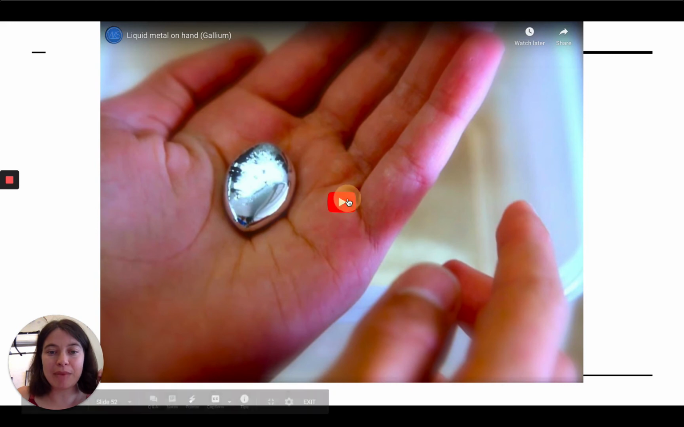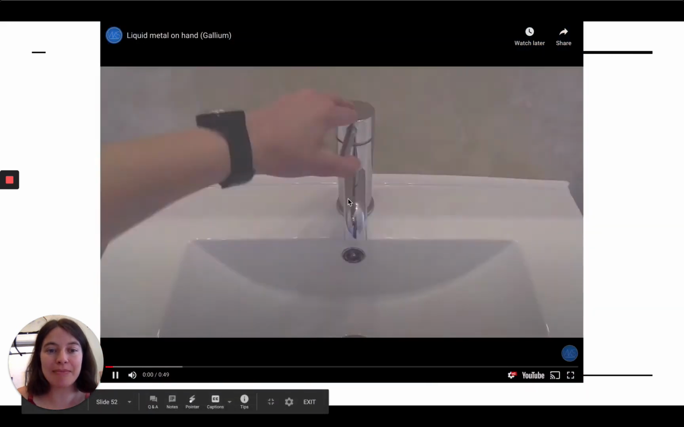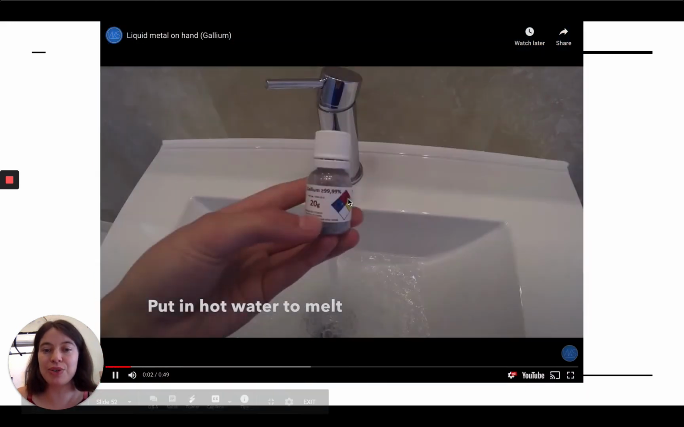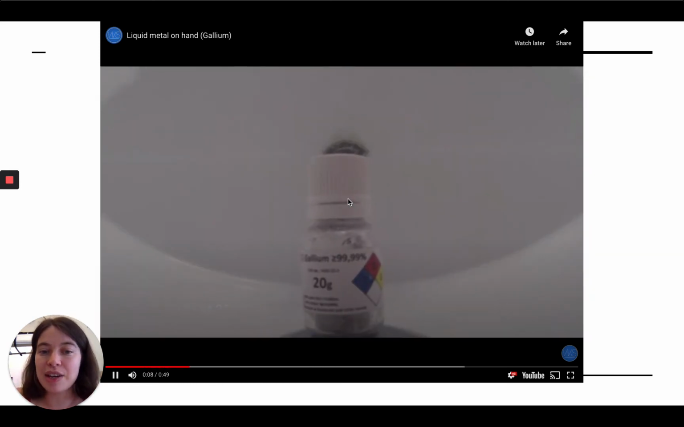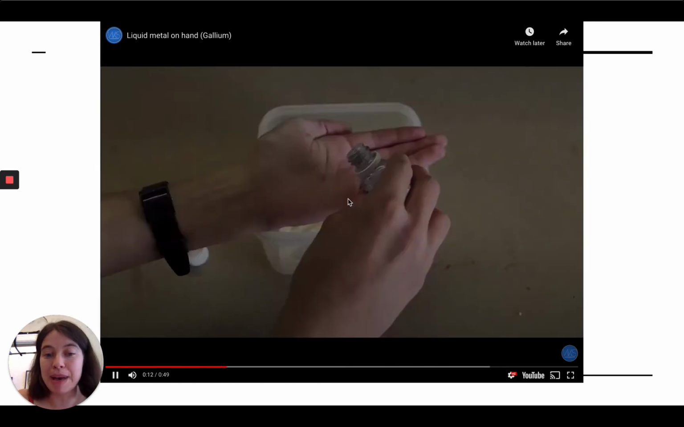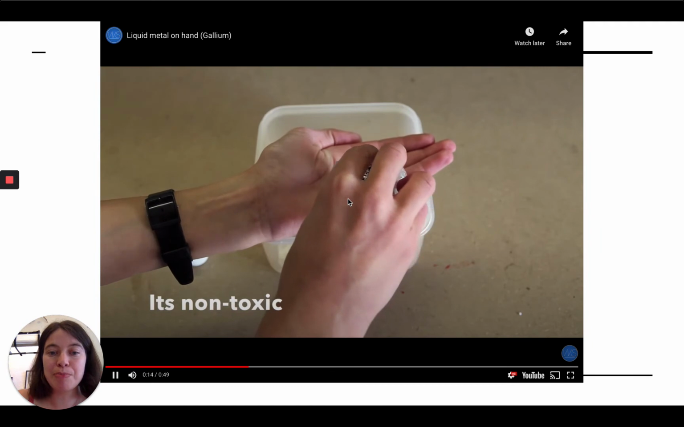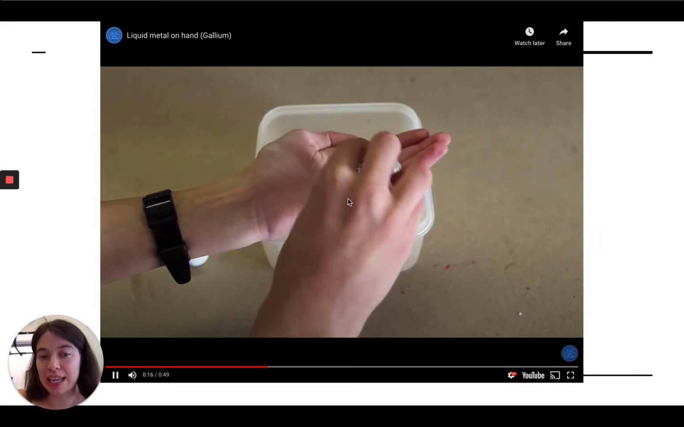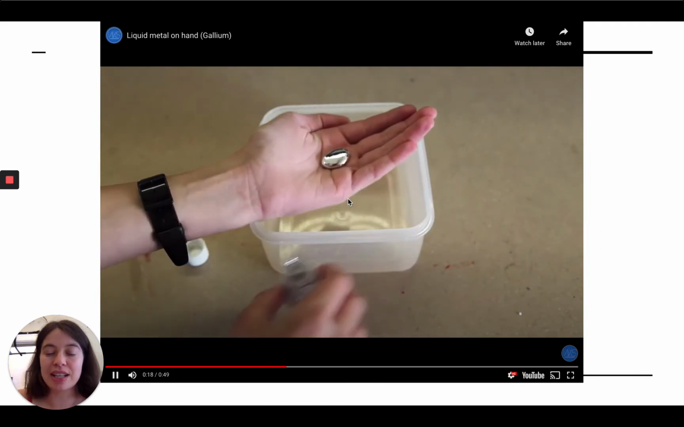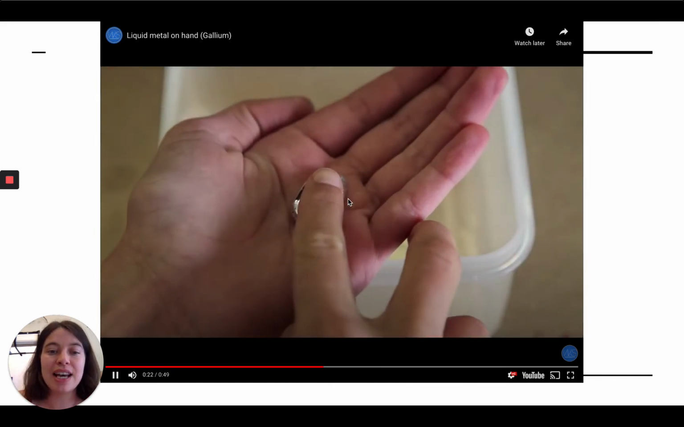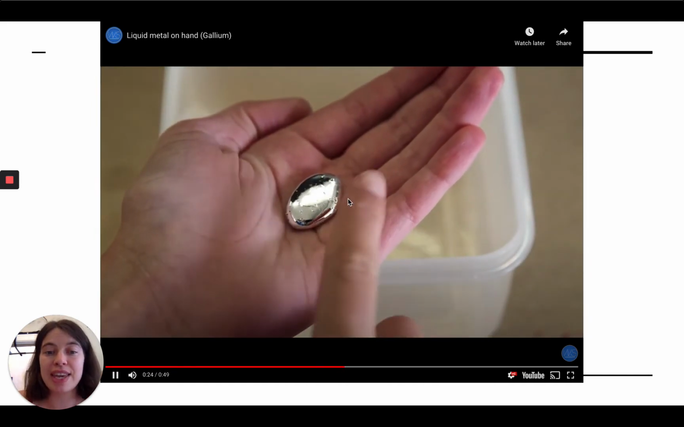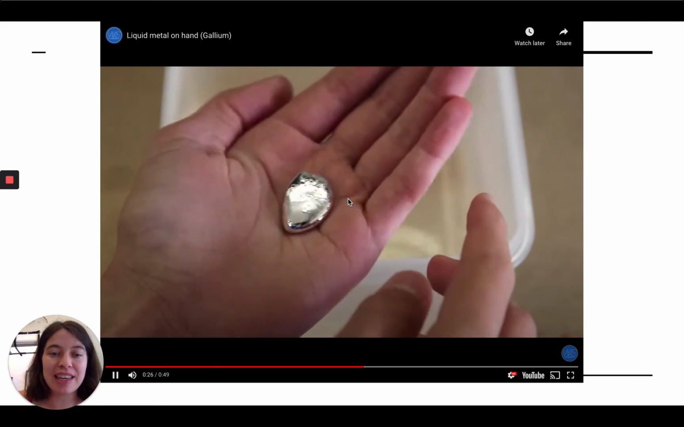So we're going to take a moment and show you gallium being poured into somebody's hand. Here they've just taken a bottle containing some gallium and stuck it in warm water from a tap. This gets it hot enough to melt the gallium, and then you can just pour it directly into your hand. Gallium is non-toxic, and it's a very weird experience because it's quite dense. So it feels pretty heavy, but it looks almost like a water droplet.